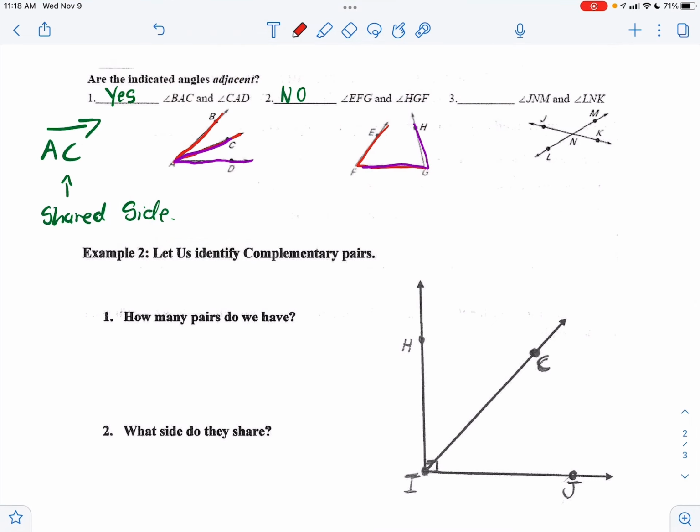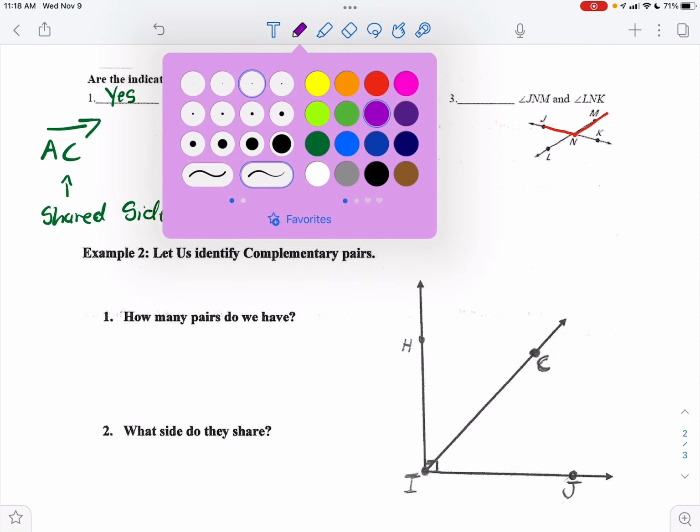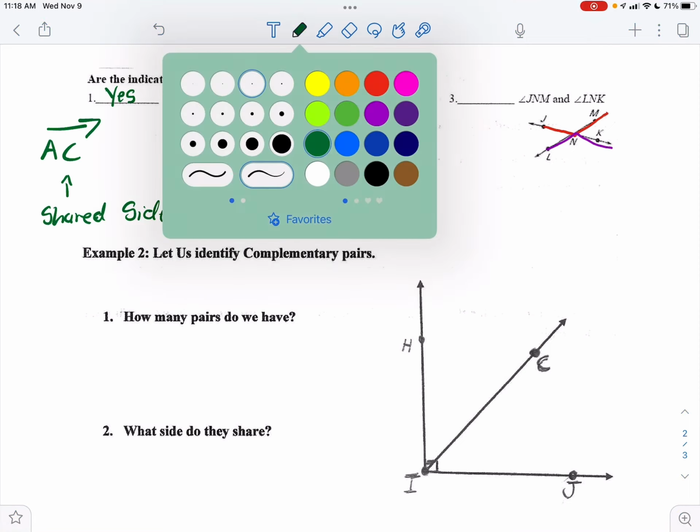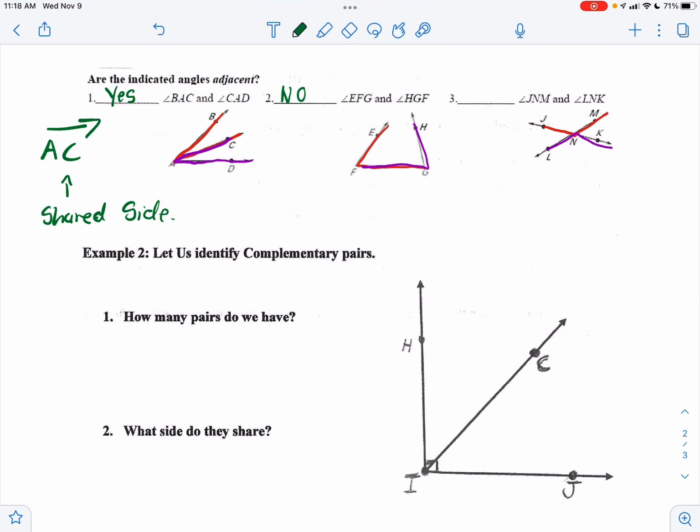Here we have angle JM and angle LK. They share the same vertex, but not the same side, and they are not next to each other. So therefore they are not adjacent. All right. So just make sure you're checking that. They are not adjacent.